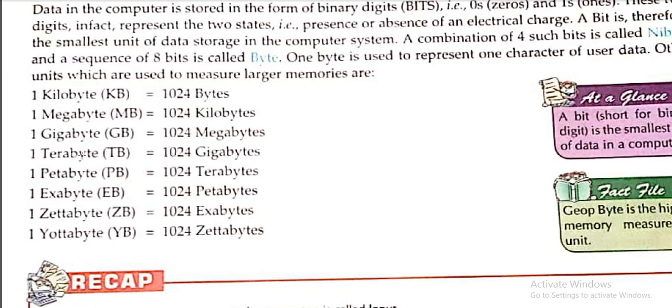Just remember this. This is very important for your exam and for your future. 1 PB, petabyte, means 1024 TB. 1 exabyte is 1024 petabytes. 1 zettabyte is 1024 exabytes. And 1 yottabyte is 1024 zettabytes. The last unit is the yottabyte. So you remember this.